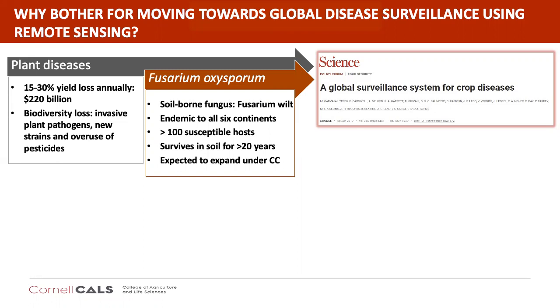Focusing on soil-borne pathogens, in particular Fusarium oxysporum, which is the target of our project, it is endemic to 6 continents and has more than 100 susceptible hosts. In addition, it can survive in soil for more than 20 years, removing land from agricultural production, and its ranges are expected to expand under predicted climate change scenarios.